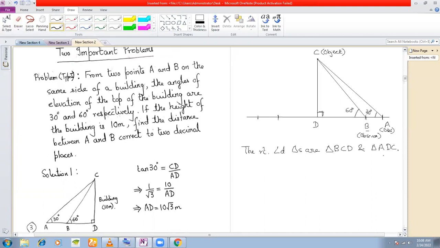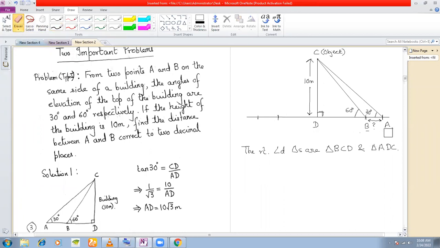Let's see what the question is. If the height of the building is 10 meters, that means this is a building CD, so this height is 10 meters. The height of the building is 10 meters. Find the distance between A and B correct to 2 decimal places. That means you will have to find out this distance. Okay. So how to find out this distance?